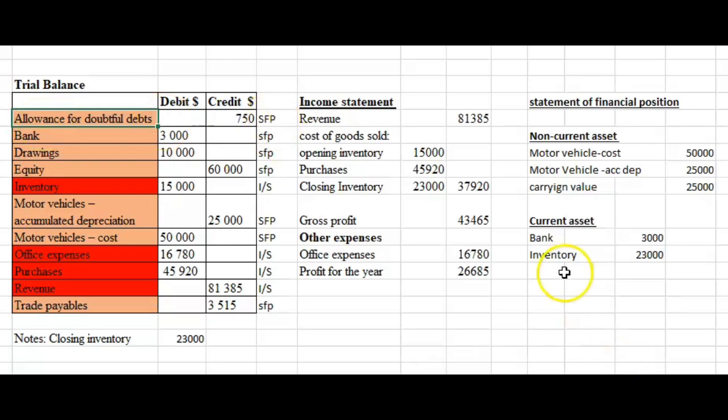To calculate total current assets, we add the bank balance and inventory, and then deduct the allowance for doubtful debts. 3,000 plus 23,000 minus 750 equals 25,250. So, the total current assets amount to 25,250. Next, we add the current assets to the non-current assets, which were 25,000. This gives us the total assets of the business.